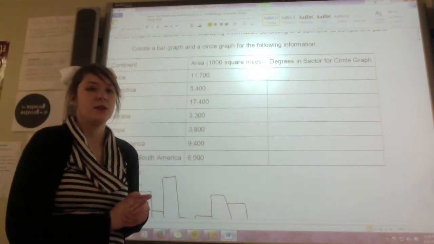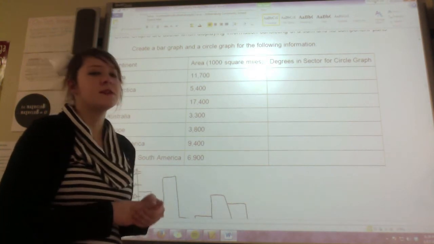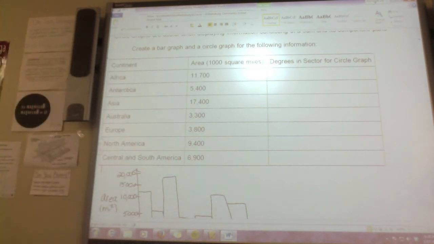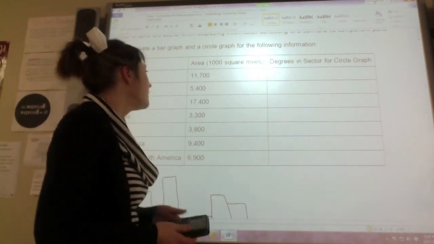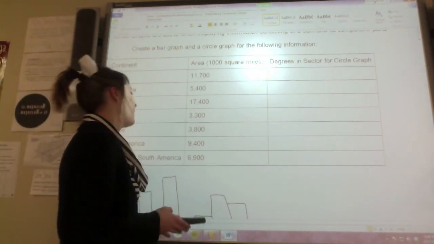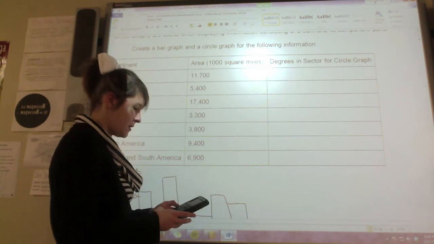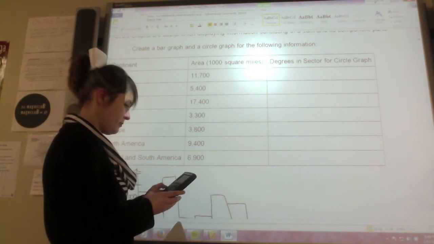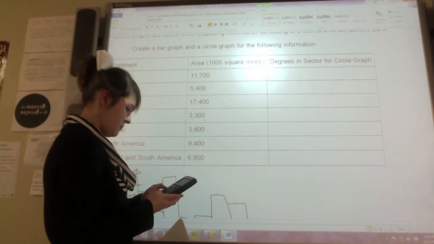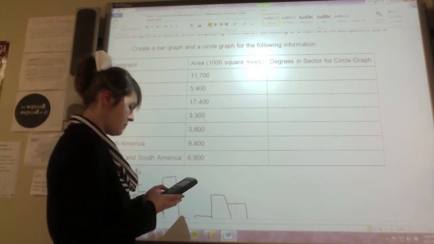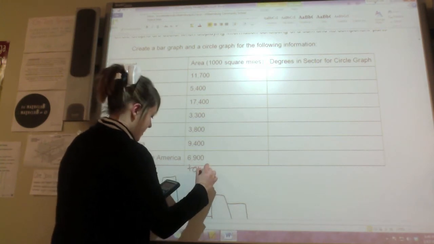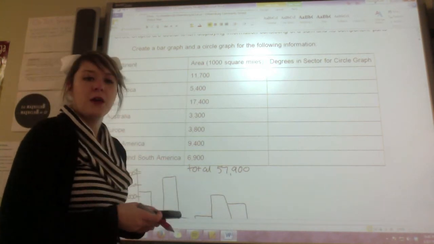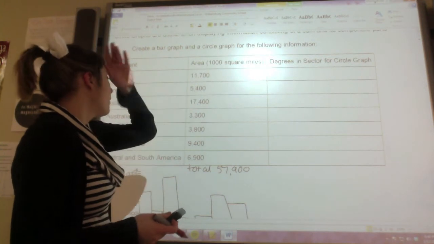So to make our circle graph, you need to know the degrees of each sector. And remember that a circle graph compares each individual portion to the whole. So what we want to do is calculate the whole. So I need to figure out the total area that I have here in square miles. So I'm going to add all these together. When I add them all together, I get a total of 57,900 square miles.